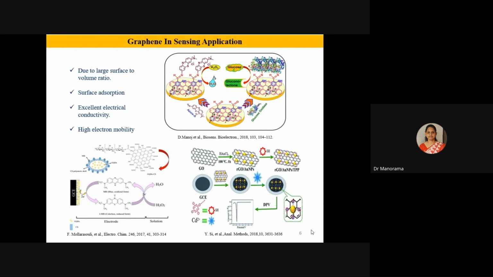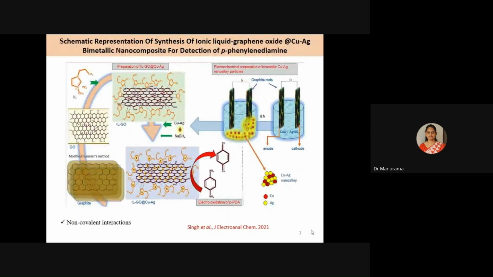We have utilized graphene oxide because we know that graphene has extraordinary properties like a large surface to volume ratio, surface adsorption, excellent electrical conductivity, and high electrical mobility. That's why graphene is utilized in sensing applications. So I have also utilized this material.